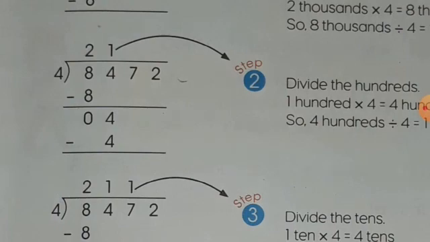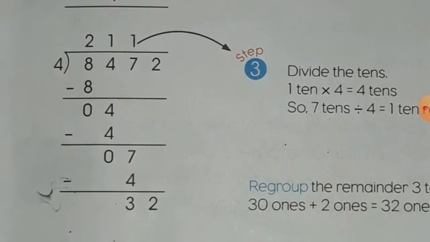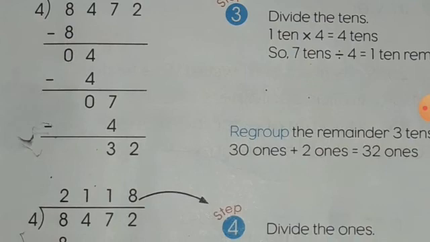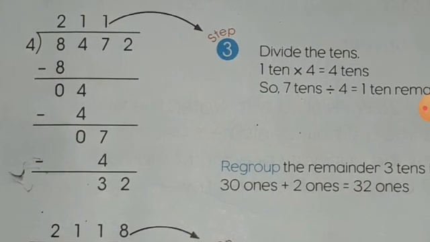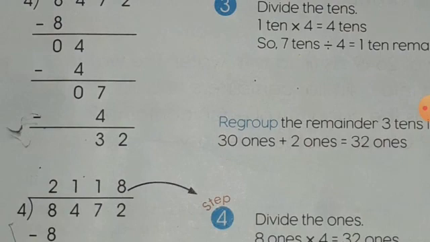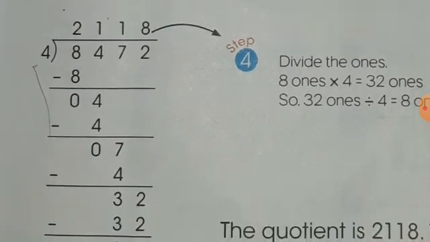Then 4 1s are 4. And the next step, here we will subtract 4 minus 4, the answer will be 0. Then we will take the next number, that is 7. 4 1s are 4. Again subtraction, 7 minus 4, the answer will be 3. The number is 3, and the next number is 2.